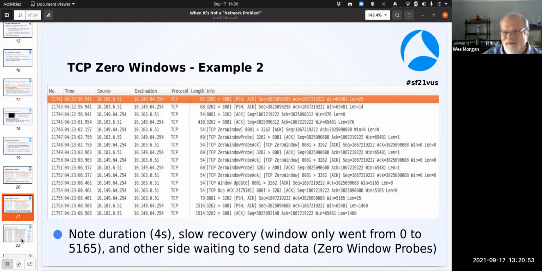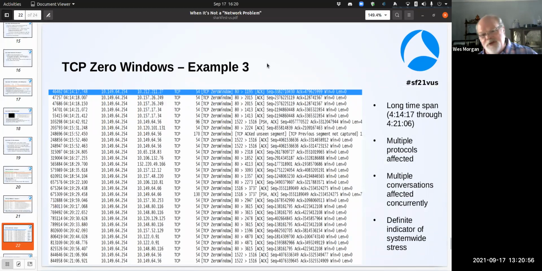Now, what about when the whole box is just getting slammed? Well, that's what you're seeing here. So we are looking at a roughly 7 minute period of time. I'm seeing 0 windows that are not only affecting multiple conversations, but also multiple protocols. And that's an important point, right? Because if all of these 0 window threads were port 80 conversations, then it would be like, okay, you've got an issue with your web server, right? But they aren't. I've got conversations going on port 1516 and on port 80.